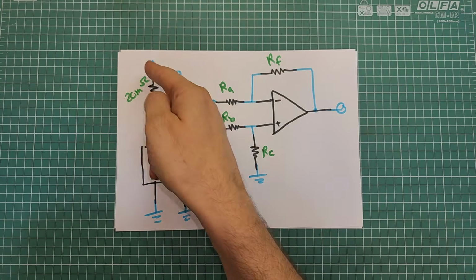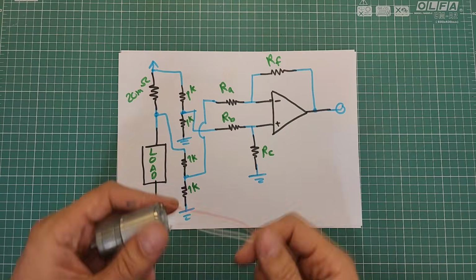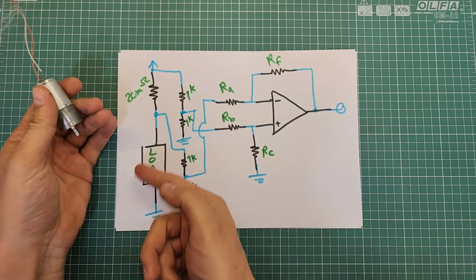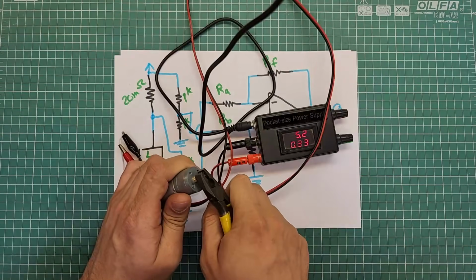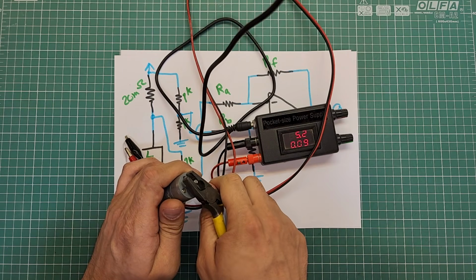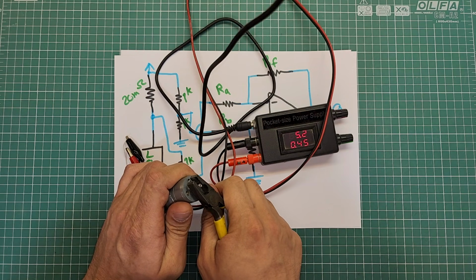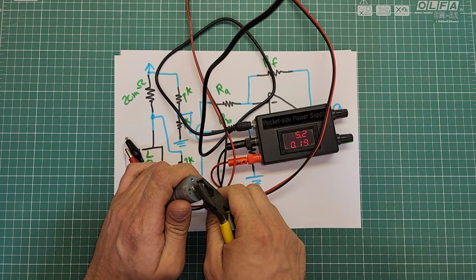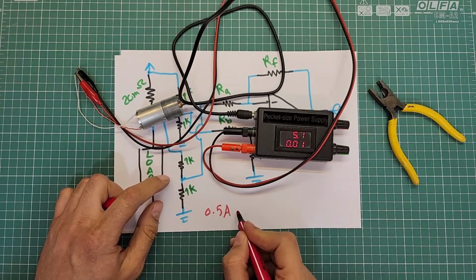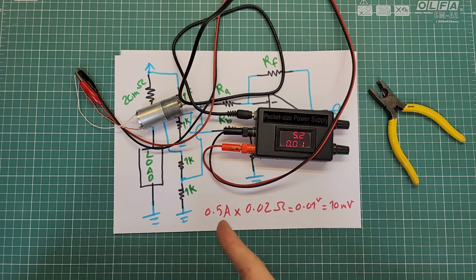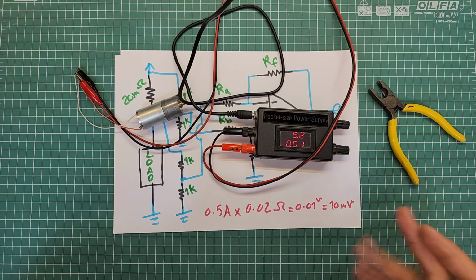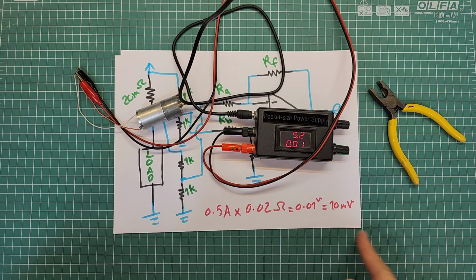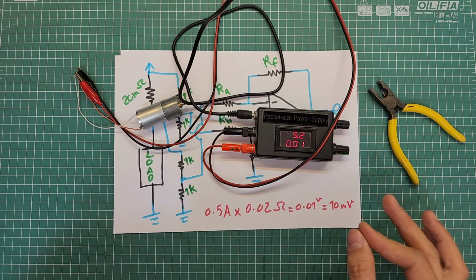I'm gonna use a 20 milliohm shunt resistor, and I will use this DC motor as the load. Look here, this motor draws a maximum of 500 milliamp on 5 volts. So the maximum voltage across the shunt resistor will be 0.5 ampere multiplied by 0.02 ohms, equal to 10 millivolts. So to amplify 10 millivolt to 3.3 volt, we have to set the gain to 330x.